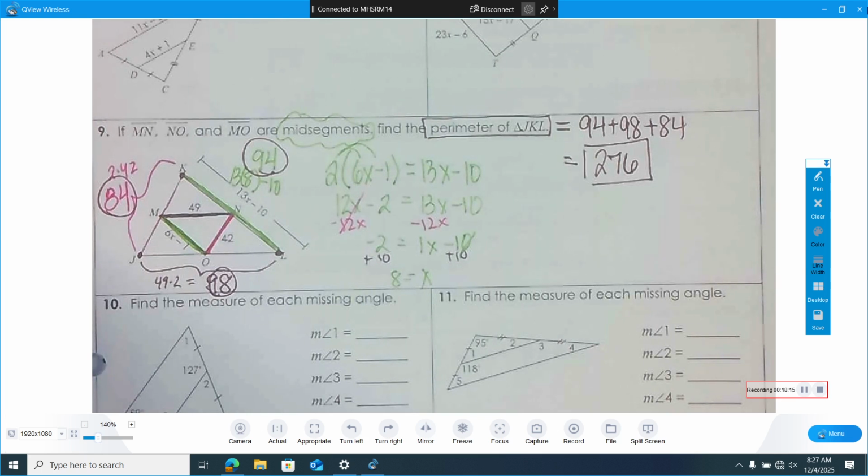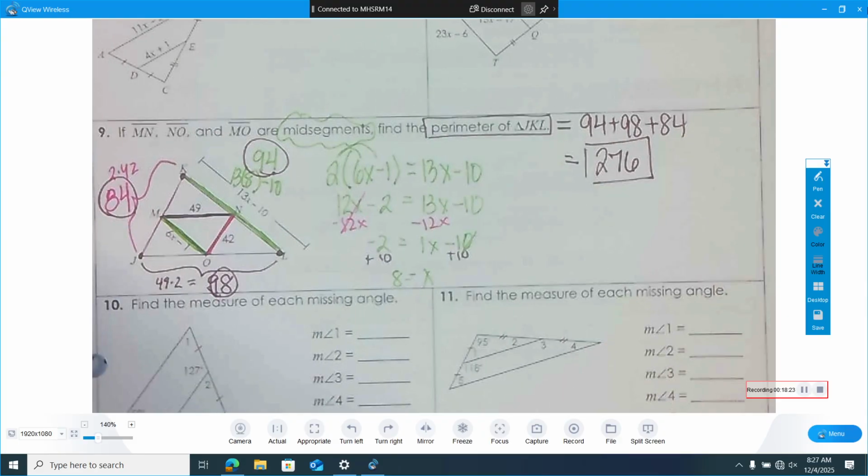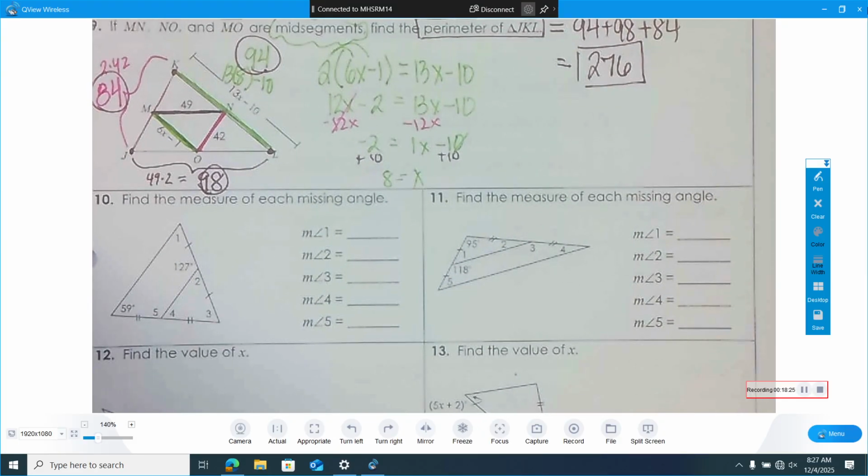Do you have a question on that one? Good? All right, mid-segments are parallel and half as long, right? Double the mid-segment is the phrase. Okay, let's do number 10 here. Now, we've been talking a lot about the half as long, or double the mid-segment. We have not addressed parallel lines.